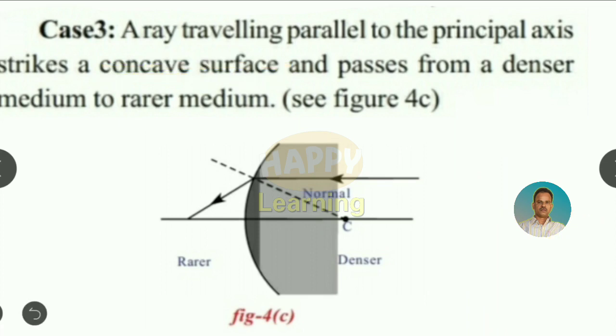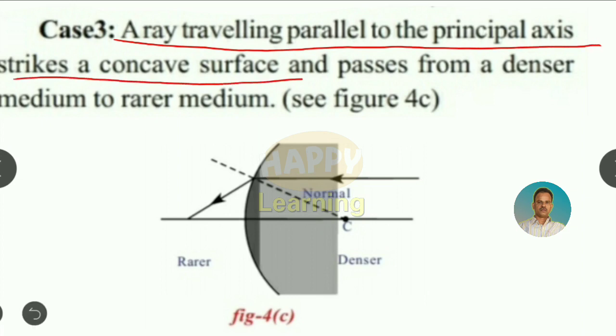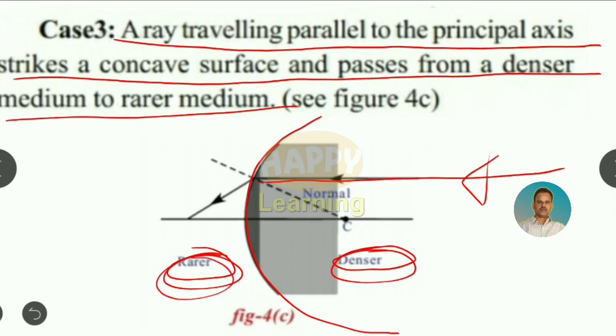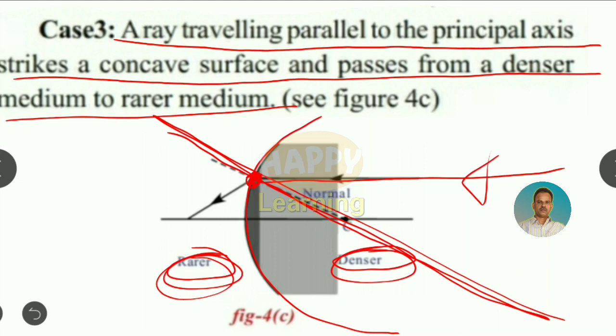Okay. Right. A ray traveling parallel to the principal axis strikes a concave surface and passes from denser medium to rarer medium. Here it is denser, here it is rarer, and this is the curved surface, and this is the incident ray. So it is trying to enter from denser to rarer. At this point of incidence, draw a normal. Normal means the line passing through C.